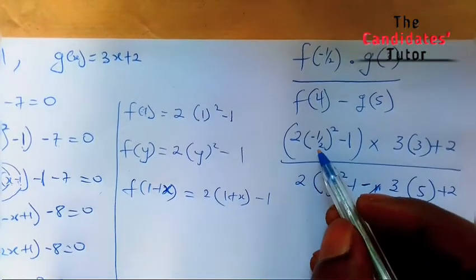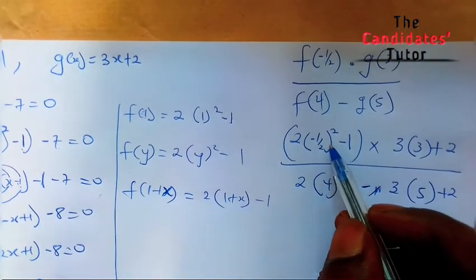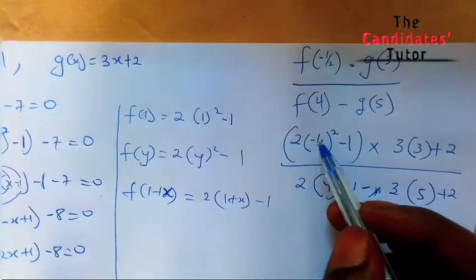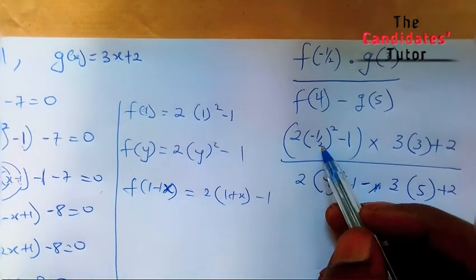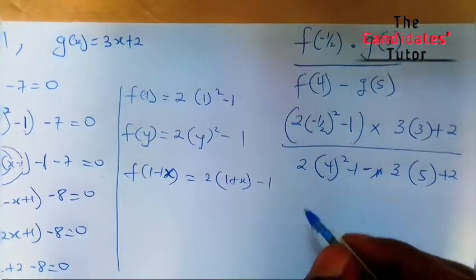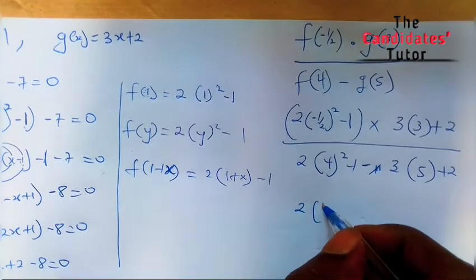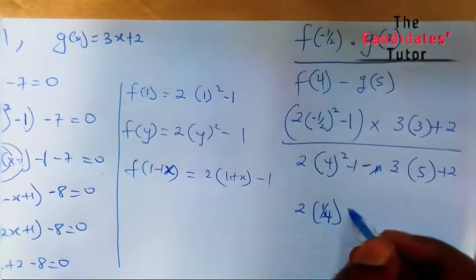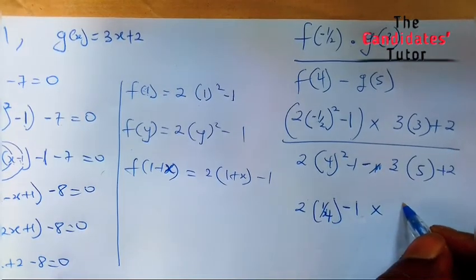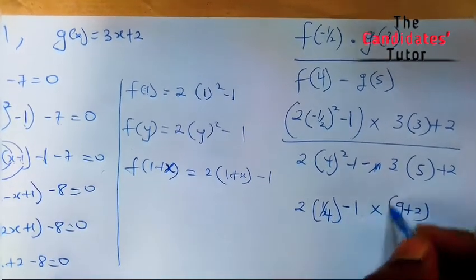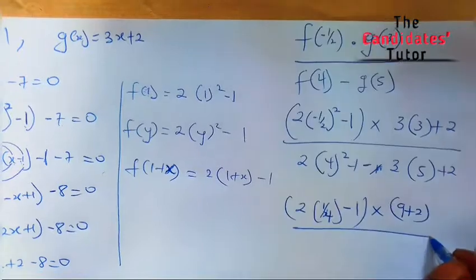Alright, so now we are going to solve for this. Let's solve what's in the bracket first. So we're going to square this. If we square negative half, we're going to get positive 1/4. You can use a calculator to check. So you're going to have 2, and then we have positive 1/4 minus 1 multiplied by, let's multiply this straight, we get 9 plus 2. Let's put in brackets.